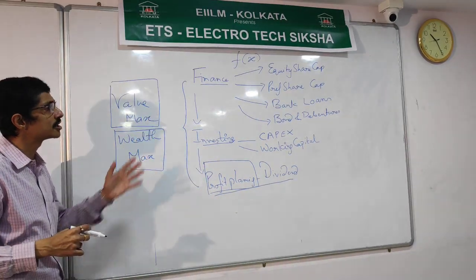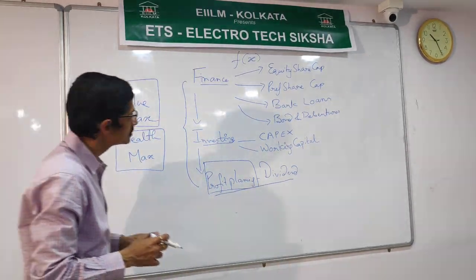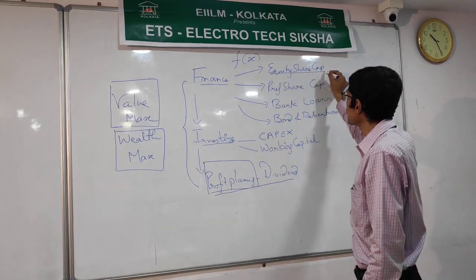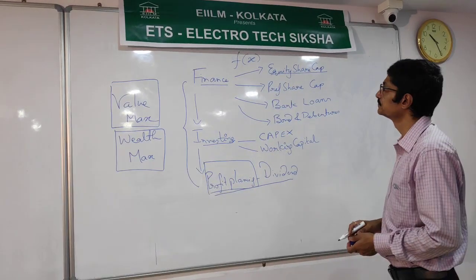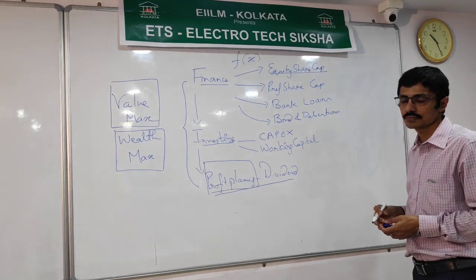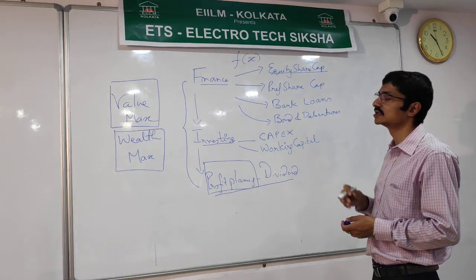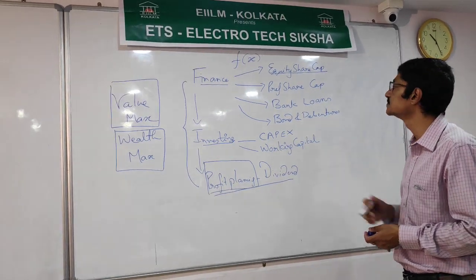So this is the function of finance management, and the sources of finance, like equity share capital, who are the true owners of the company. We can give them dividend only when there is a profit in the company, and they can participate in the annual general meeting and can give vote.